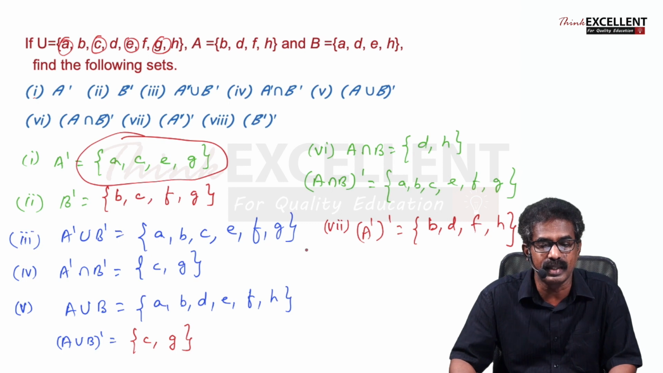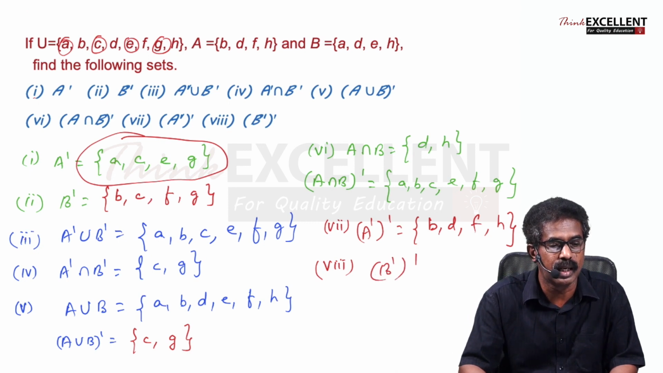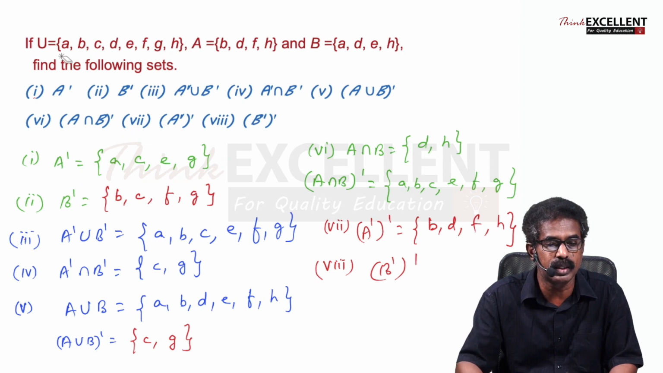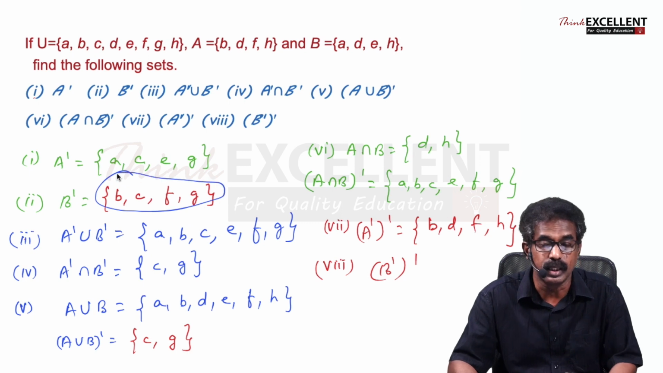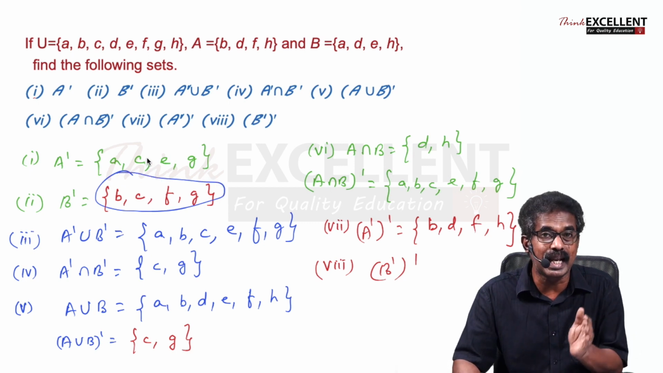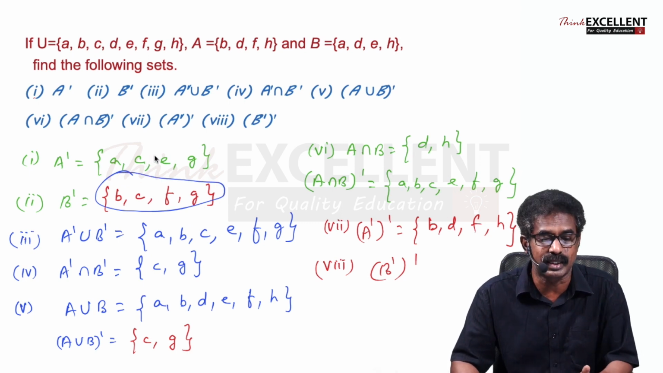Okay. Same way the last one, 8th subdivision. What did they ask to find? B dash the whole dash. I think you would have got the idea now, right? How can you find B dash the whole dash? First you have to find what? B dash. Already B dash you got it, right? Yes, this is B dash. Its complement, meaning elements which are not in B dash.